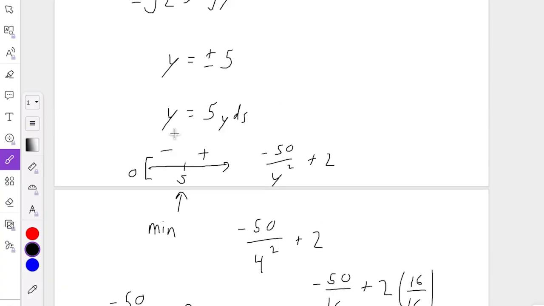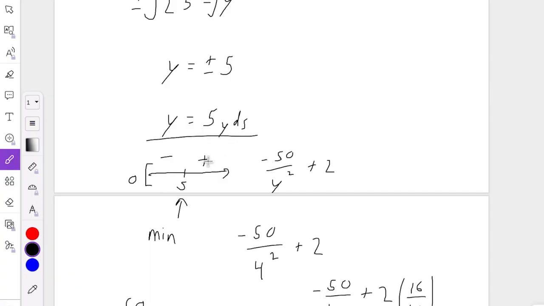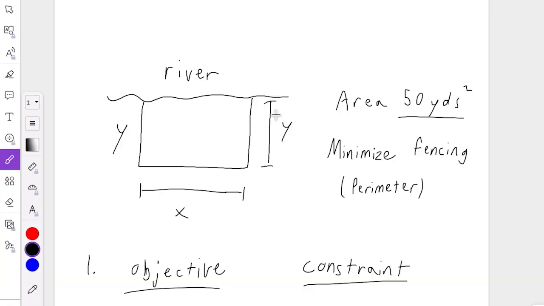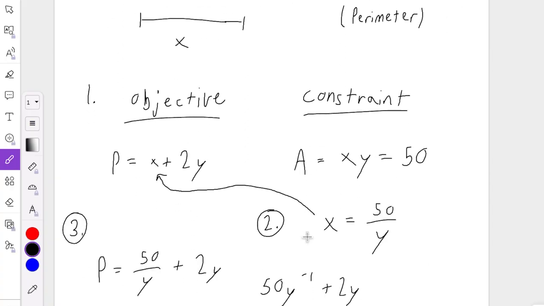And so that confirms y equals 5 yards is the dimension of at least the width, y, going back to the picture. We know y is 5 now. But now I got to find x. And how am I going to find x? Well, it's actually very easy. All I got to do is look back at this equation right here from my constraint.